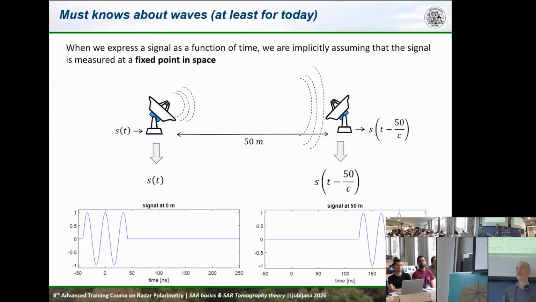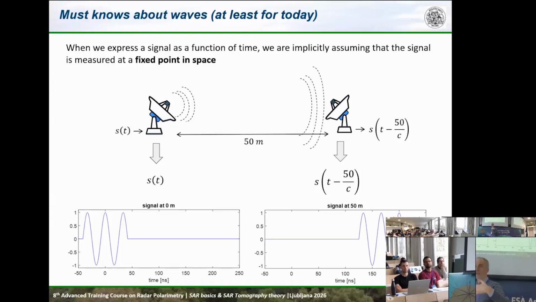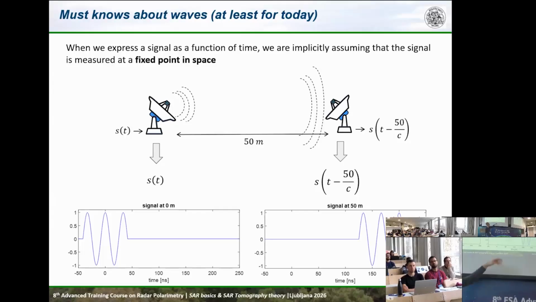Or we can measure the signal at this other point, 50 meters away. In this case, we get the same signal. It is just delayed by the time it takes the wave to travel 50 meters. So we express it as S of t minus 50 meters over the velocity. And you see that it is the same graph, it's just shifted, right? It's just delayed.